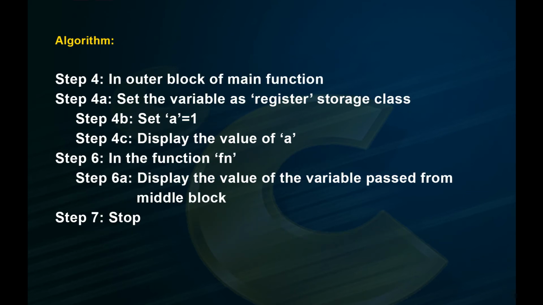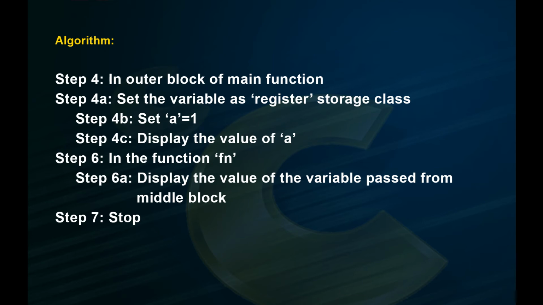Step 4, in the outer block of the main function, step 4a, set the variable as register storage class. Step 4b, set a equal to 1. Step 4c, display the value of a. Step 6, in the inner function fn, step 6a, display the value of the variable passed from the middle block.